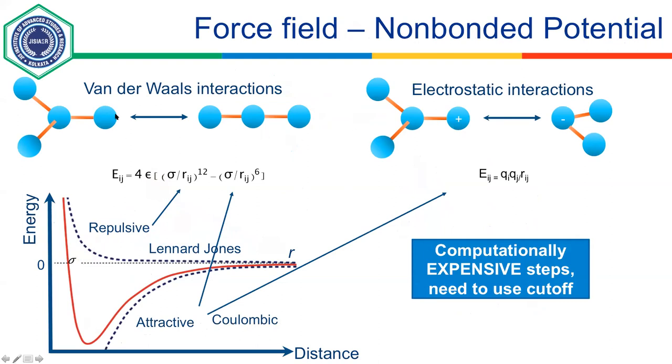What is the van der Waals interaction? When two groups or atoms interact like this, say this is a group, this is another group of a molecule, or in the same molecule, two different non-bonded atoms are here. For example, a methyl group and another methyl group. These interactions are called the van der Waals interaction. Whereas when we have two charged groups, two charged atoms, the interaction is guided by Coulomb's law, Eij is equal to QiQj by Rij. So this is the Coulombic interaction.